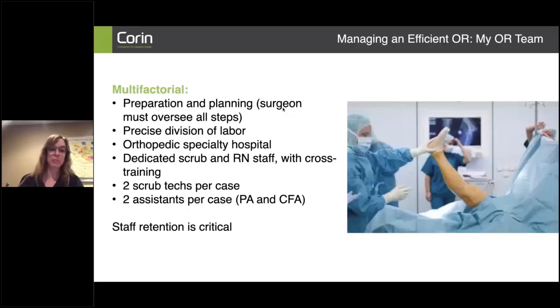It goes without saying that staff retention is critical, and as much sway as you have in this matter, it is critical that you use that. I mean, simple things like creating a positive operating room environment, making sure that people have a reason to stay with you and not want to leave and go someplace else. It really can't be underestimated that every bit of effort you make in that regard is helpful. And my physician assistant and certified first assist are 2 people that have both been with me for 12 years.